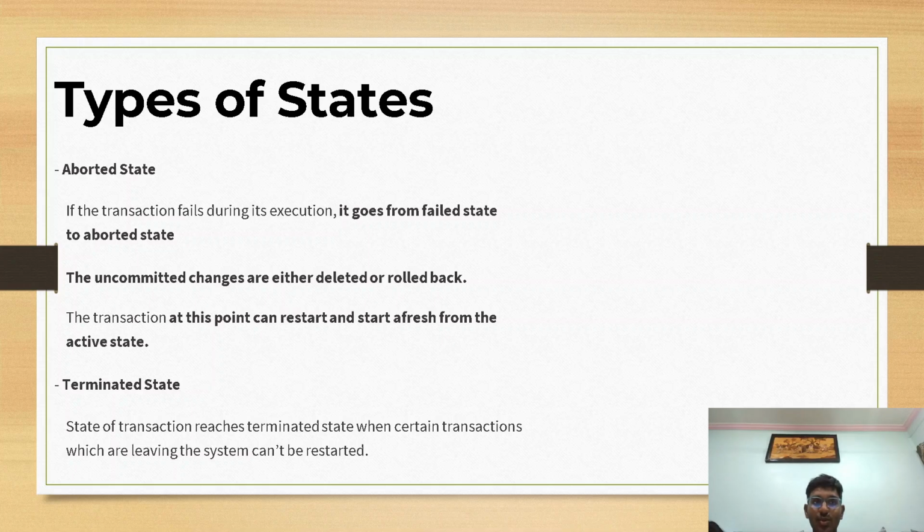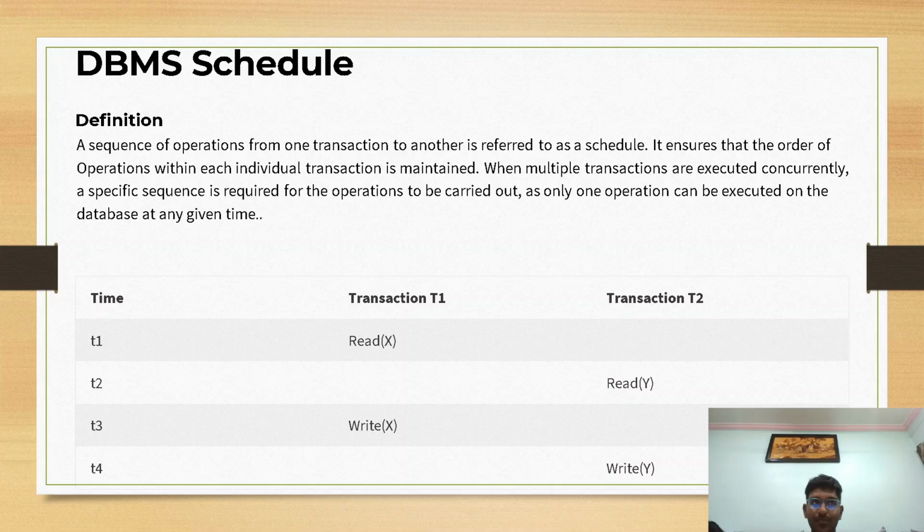The next is the aborted state. If the transaction fails during its execution, it goes from the failed state to the aborted state. The uncommitted changes are either deleted or rolled back. The transaction at this point can restart and start afresh from the active state. Terminated state: a transaction reaches the terminated state when it is leaving the system and can't be restarted.